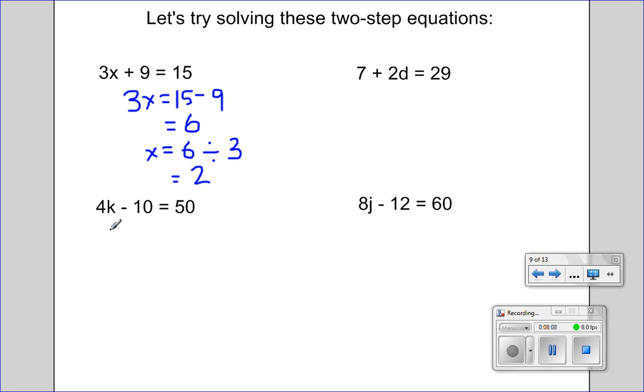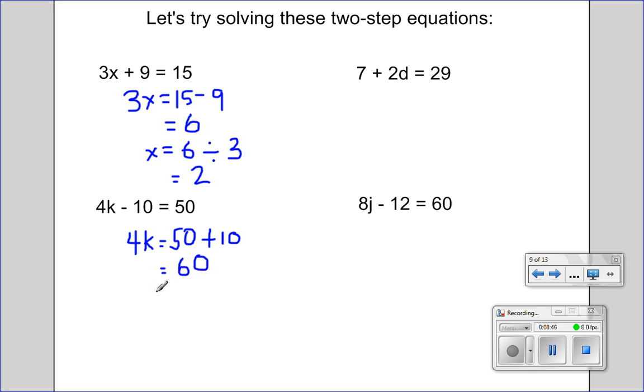Okay, I'll look at the one right underneath it. I've got 4k minus 10 equals 50. So, leave the 4k. Keep the 50 in place. But the 10 I'm going to move over. Since I originally subtracted, I'm now going to add. And 50 plus 10 equals 60.